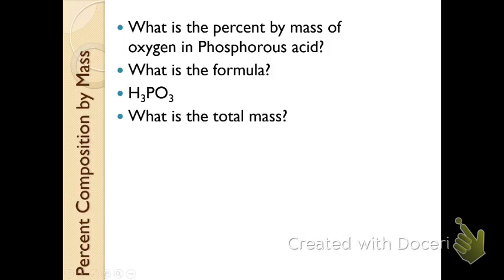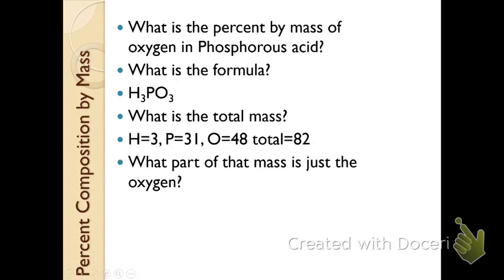What is the total mass? We have 3 hydrogens at 1 gram per mole. If you look on your periodic table, phosphorus is 31 grams per mole, and we have 3 oxygens at 16 grams per mole. If we add them all up, that's going to give us 82 grams per mole. We're asking for the oxygen, so we're going to focus on the 48, which is the mass that oxygen contributes. So that is 48 of the 82 grams.